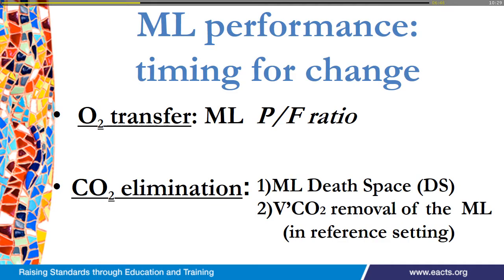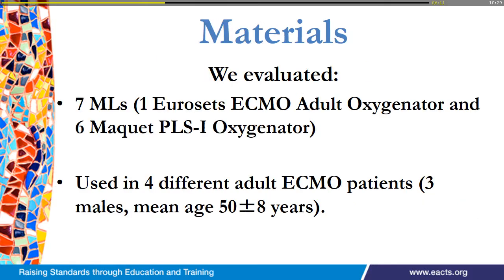During VV ECMO, for a long period of time, a perfusionist evaluates the performance of the membrane lung. How? We have many ways, but the principal factor investigated is oxygen transfer, commonly evaluated by the membrane lung PF ratio, calculated between the outlet partial pressure of oxygen and the CO2 sweep gas. But CO2 elimination, how can you measure it? Two methods: membrane lung dead space and VCO2 removal of the membrane lung in reference setting.